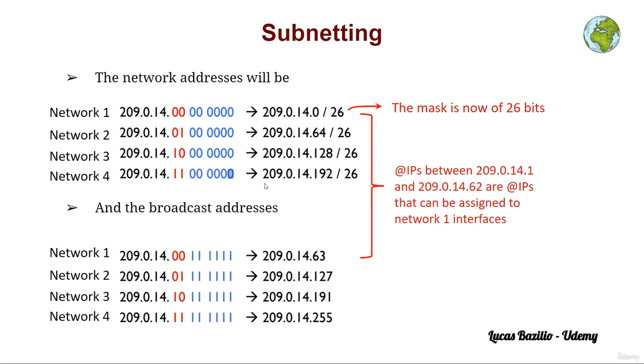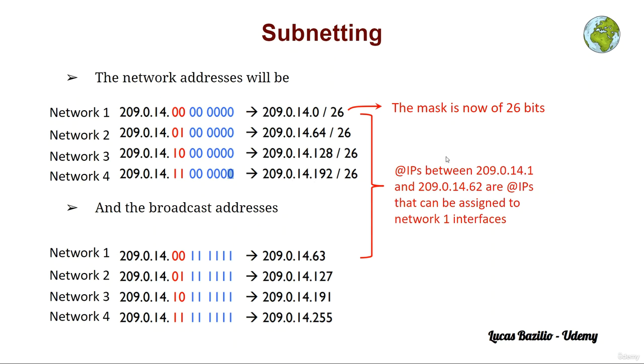And finally, the network 4. Again, now we have the combination 1 1, all of the remaining bits are 0, so 1 1 is the same as 2 raised to 7 plus 2 raised to 6, so 828 plus 64. This number in binary is 892, right?